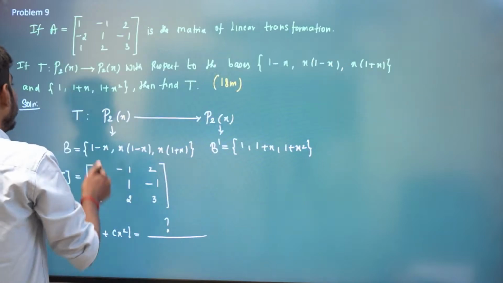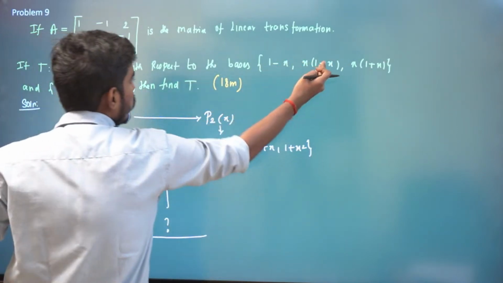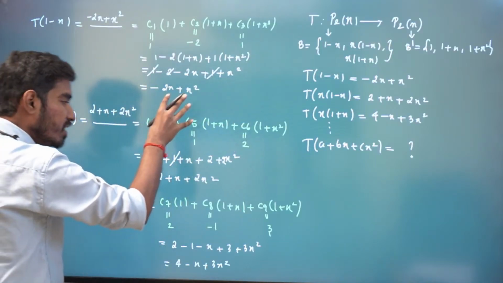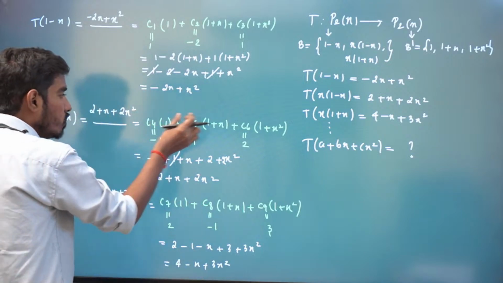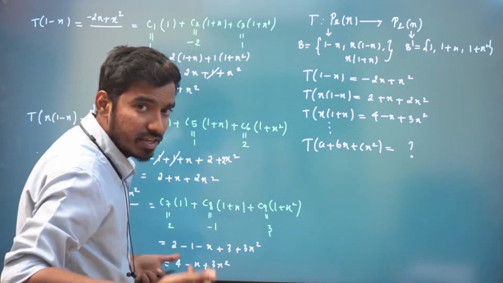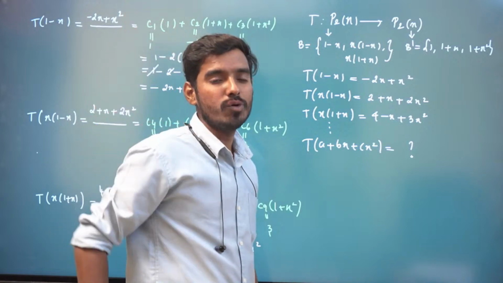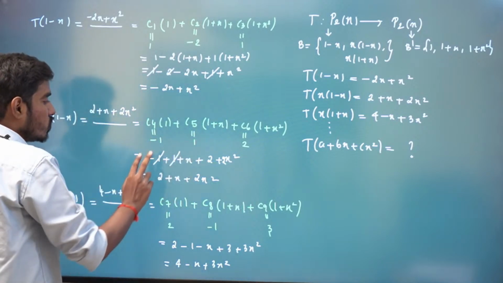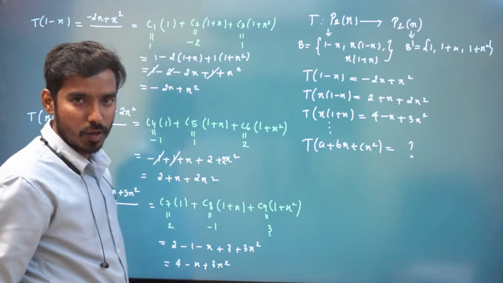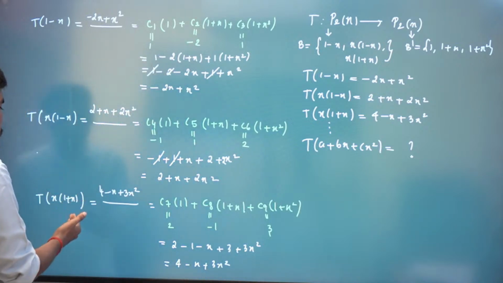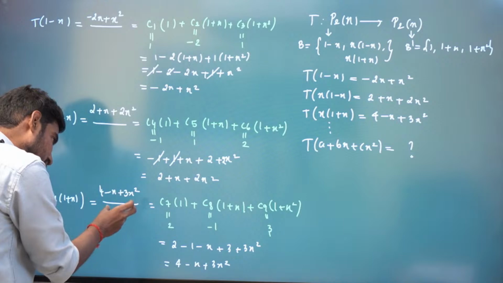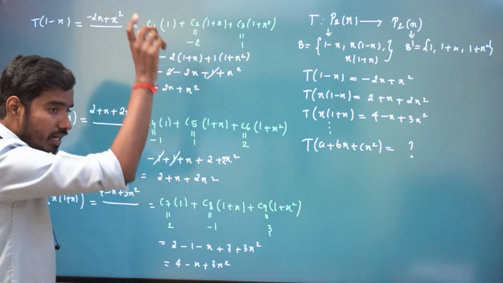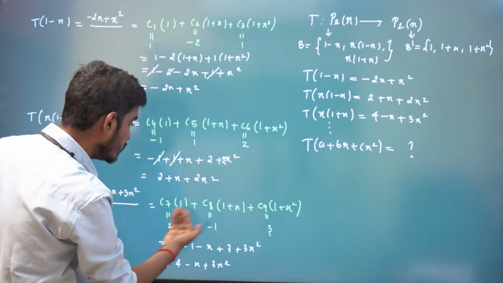And similarly, you find where x into 1 minus x maps. That I don't know, but I know this can be written as a linear combination of basis vectors of the codomain space. So that is 1 plus x, 1 plus x square. We don't know what C4, C5, C6 are, but we know the matrix of T, so the second column will be my C4, C5, C6. So I'm finding the output of T of x into 1 minus x. And T of x into 1 plus x, we don't know what it is, but we know this can be written as a linear combination of basis vectors of the codomain space. So we know the corresponding matrix, third column, that will be my C7, C8, C9.